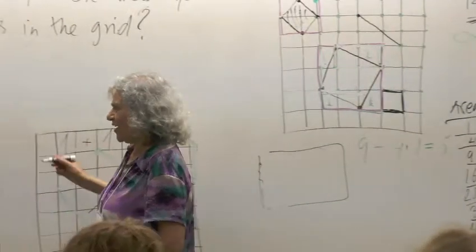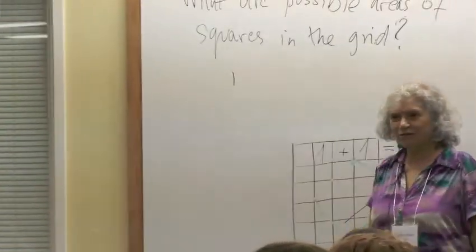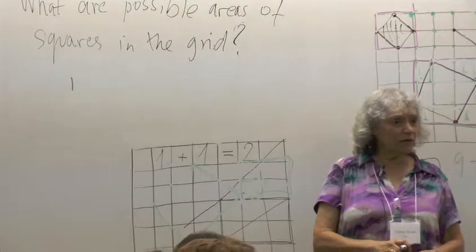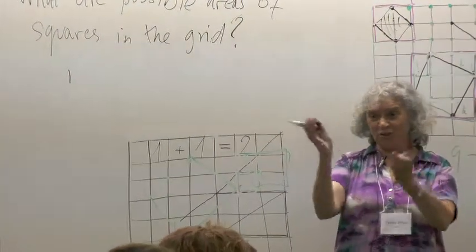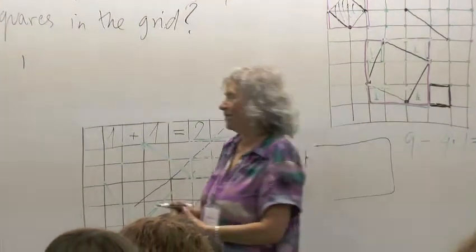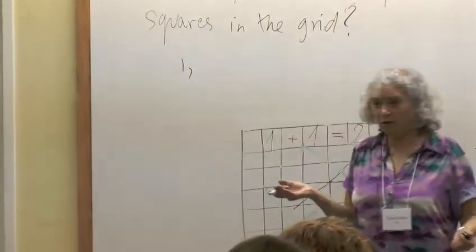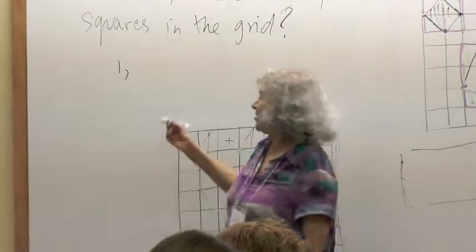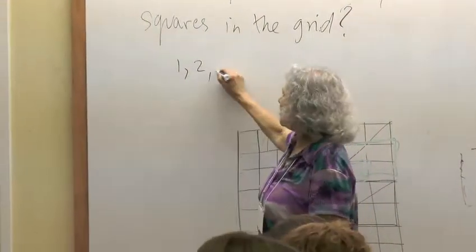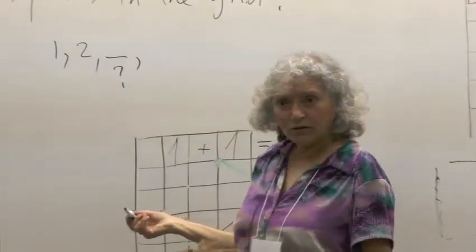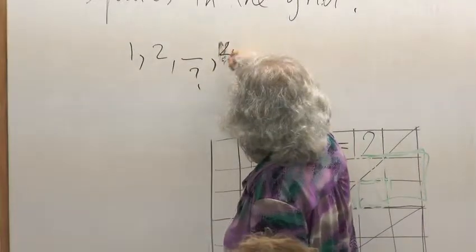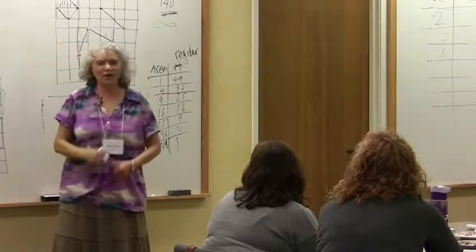Now, let's see what we already have. Is 1 possible? Is area 1 possible? Yes. What kind of a square is that? Regular. It's just a regular 1 by 1, right? 1 is fine. Is 2 possible? Yes, we already recorded that. Is 3 possible? We haven't seen it, so I don't know yet. Is 4 possible? Yes. What's that? Regular. It's a regular 2 by 2, right? Okay. 4 is possible. Now, Monica, how about 5? Is 5 possible?